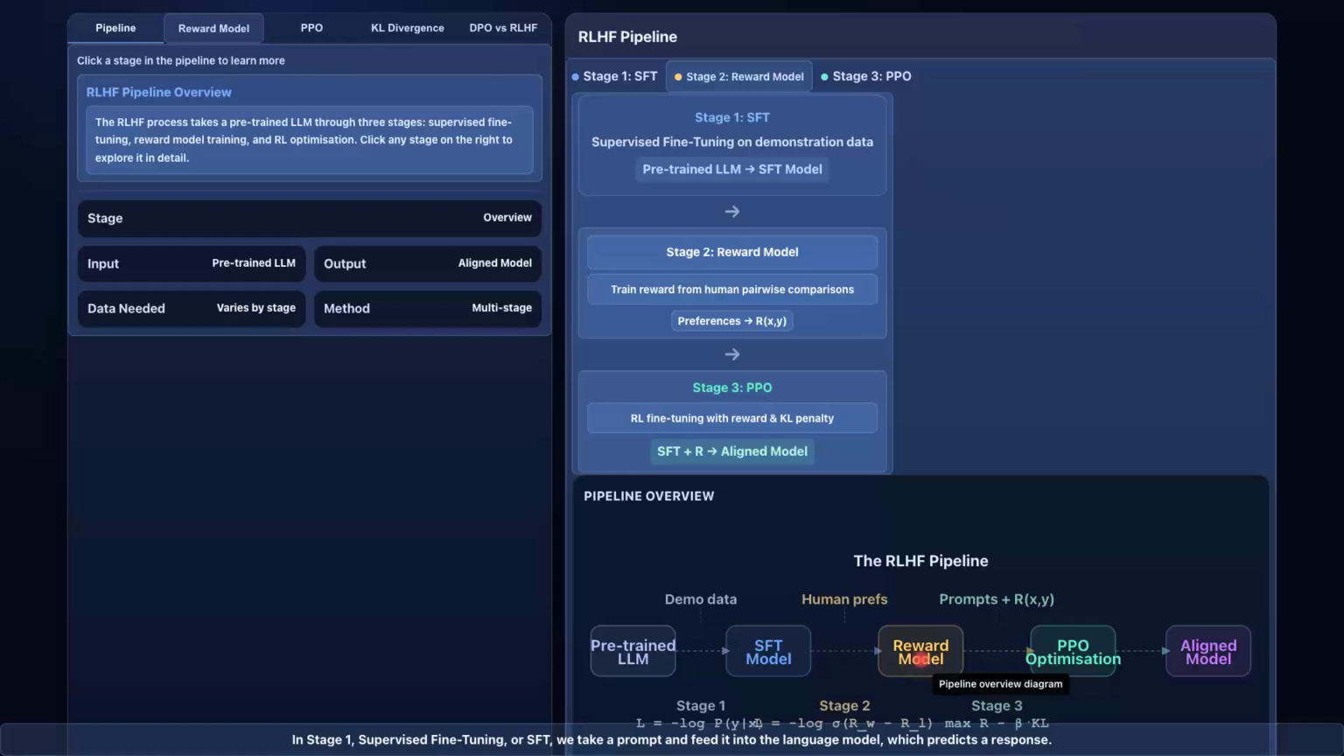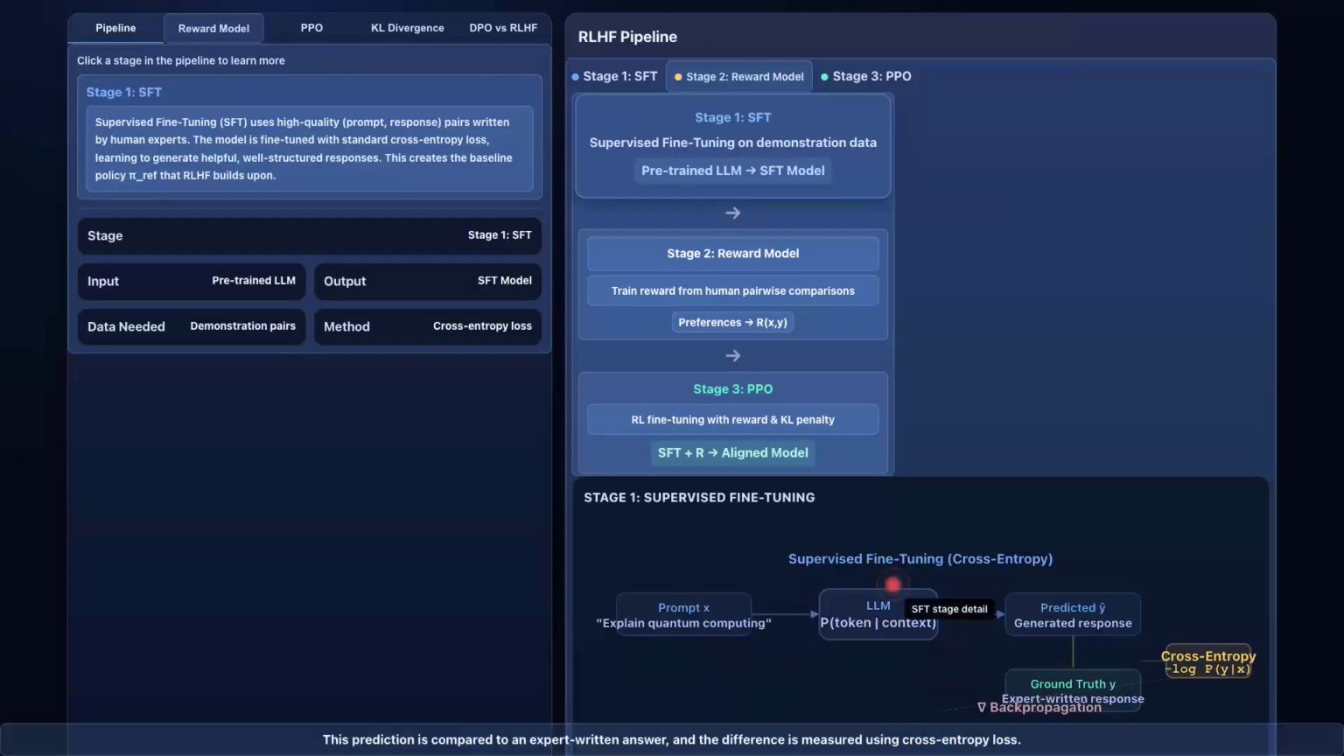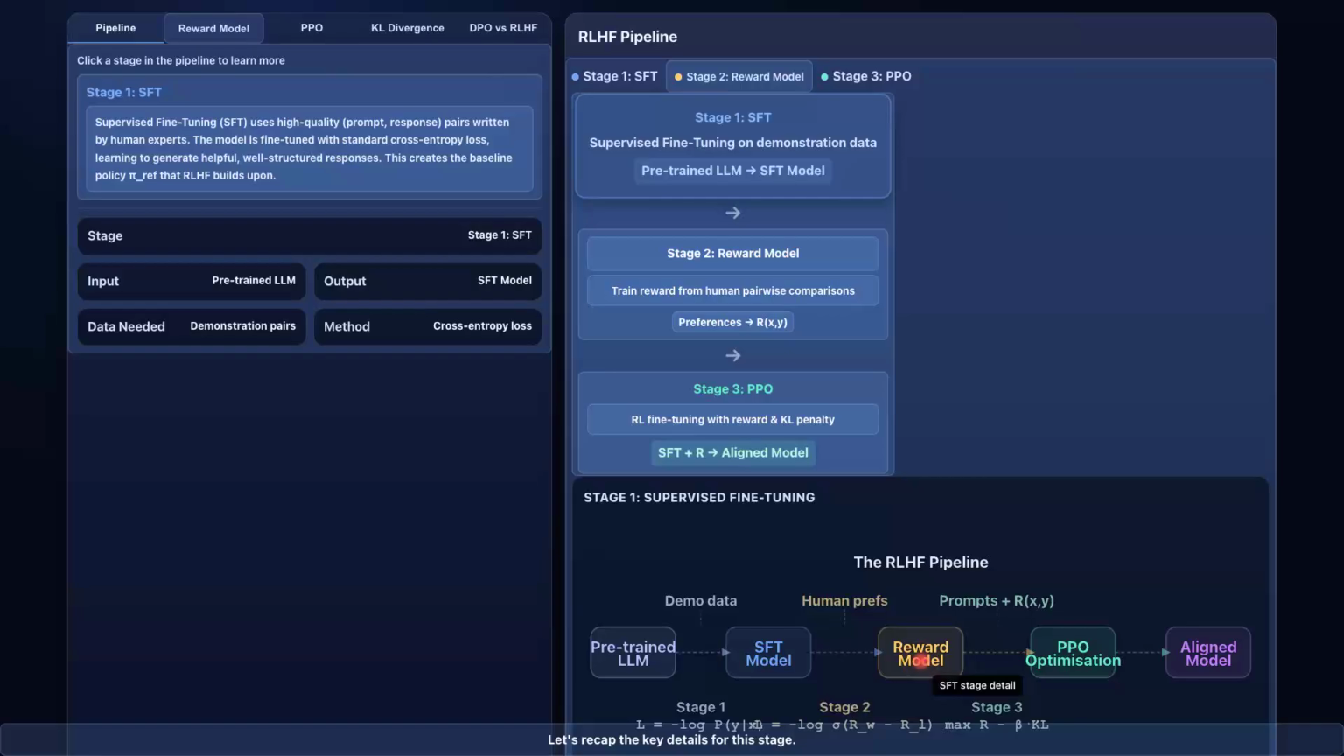In stage 1, supervised fine-tuning, or SFT, we take a prompt and feed it into the language model, which predicts a response. This prediction is compared to an expert-written answer, and the difference is measured using cross-entropy loss. Gradients from this loss are used to update the model, improving its ability to mimic high-quality responses. Let's recap the key details for this stage. The input is a pre-trained language model, and the output is the SFT model. We use demonstration pairs as data, and the method is cross-entropy loss.